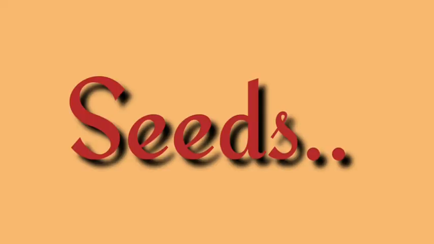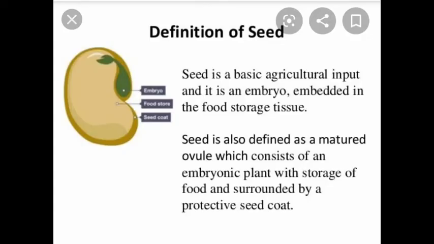So today we are going to study about seeds. So what are seeds? Seed is a basic agriculture input and is an embryo. That means seed is a basic agriculture input which consists of an embryo. That embryo is embedded in a food stored tissue. Means that embryo is covered with a food stored tissue.